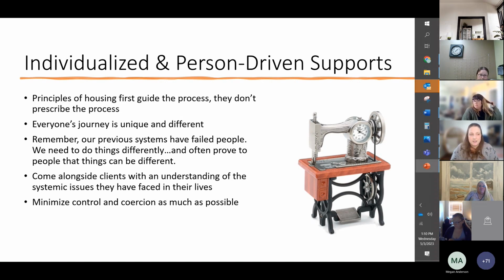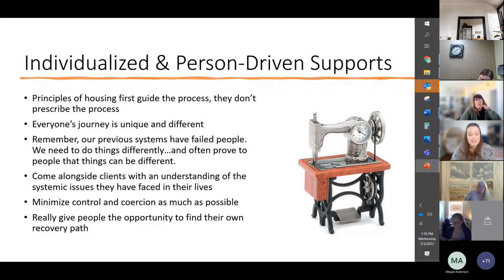That's just a random example, but we want to maximize their control of their situation. So it's not us making a rule like you can't have this happening, and really giving people the opportunity to find their own recovery path.